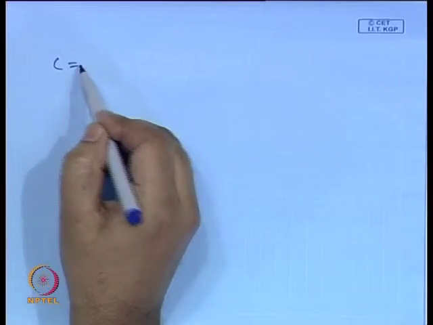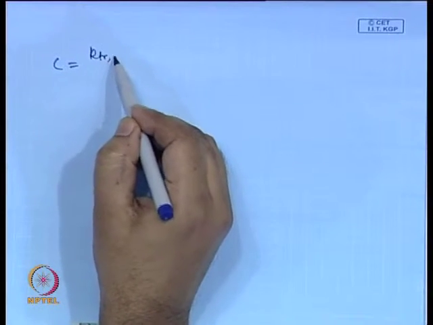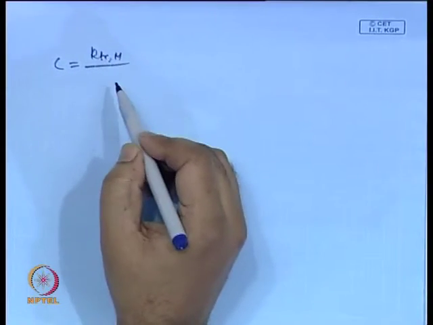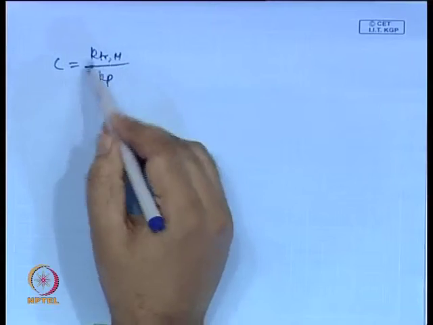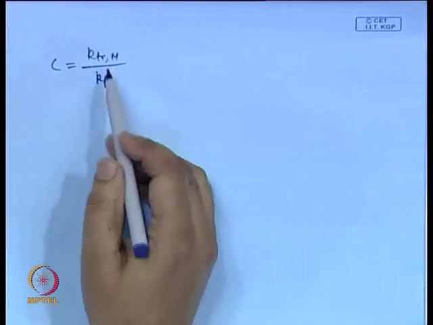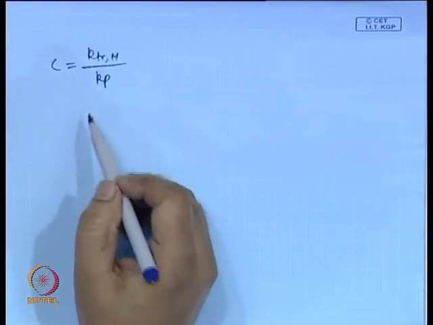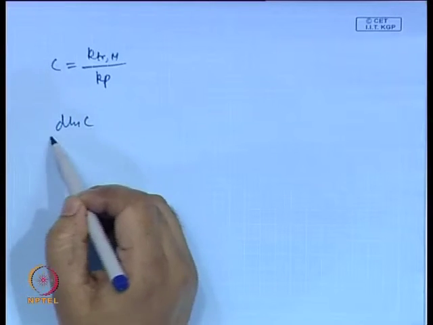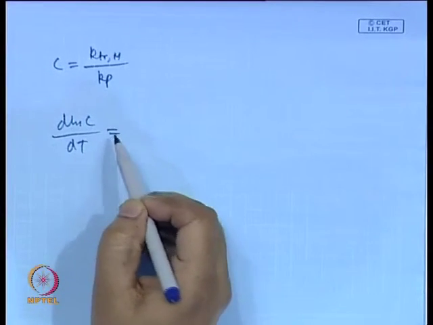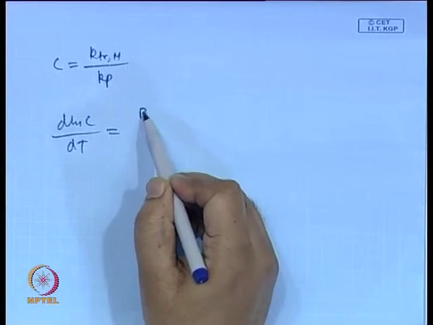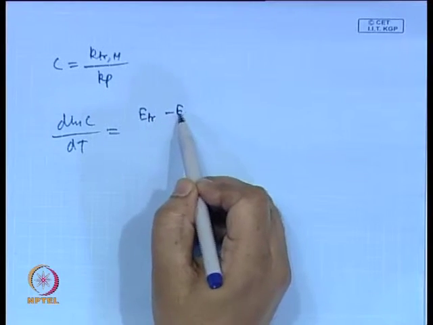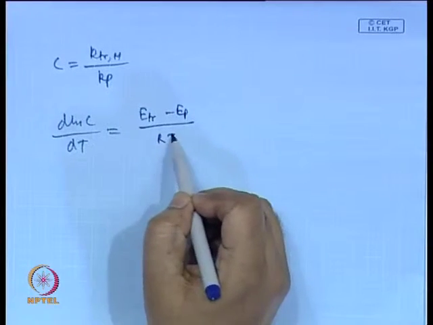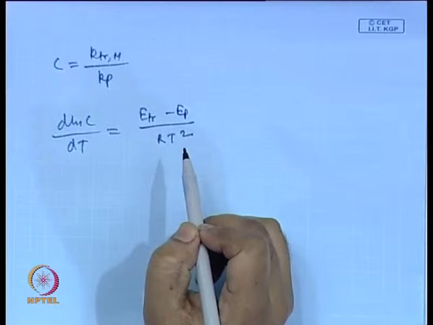Now, if you consider the chain transfer reaction, the chain transfer constant C, say for chain transfer to the monomer, is given by K TR over Kp. So, d ln C by dT will be given by E TR minus E P by RT squared.